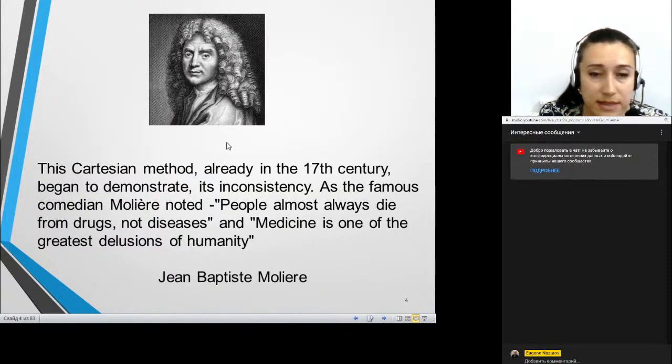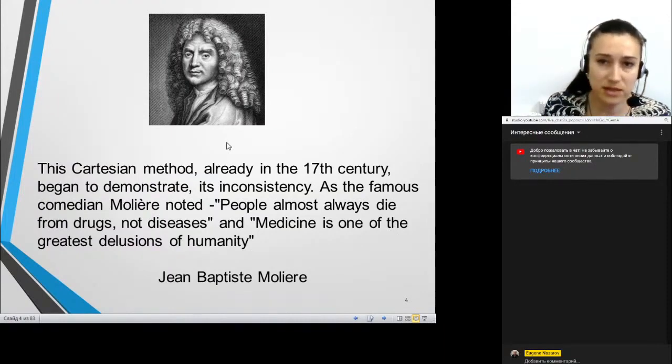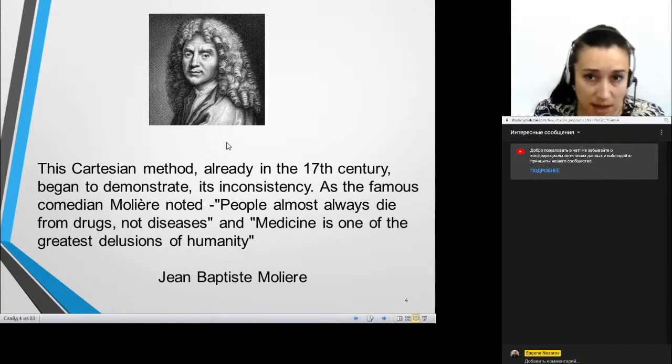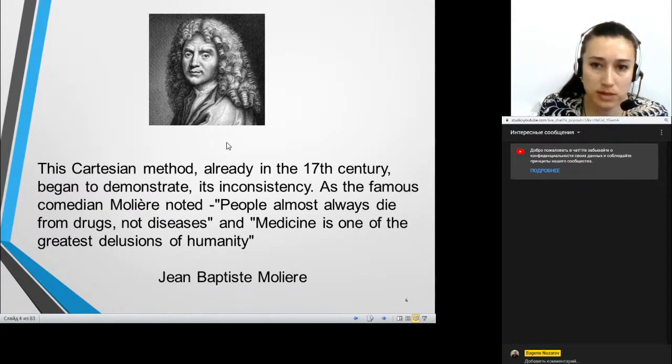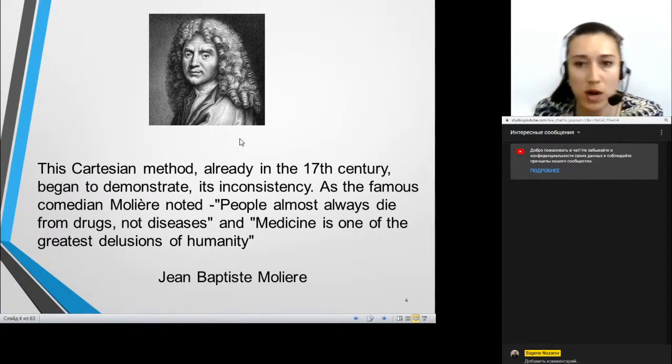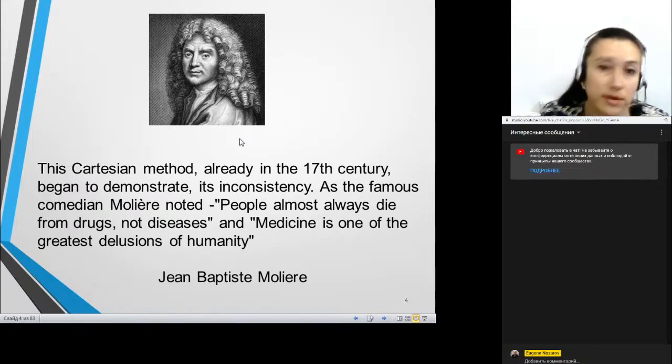Cartesian methods already in the 17th century began to demonstrate their inconsistency. As the famous comedian Molière noted, people almost always die from drugs and not from disease, and medicine is one of the greatest delusions of humanity.